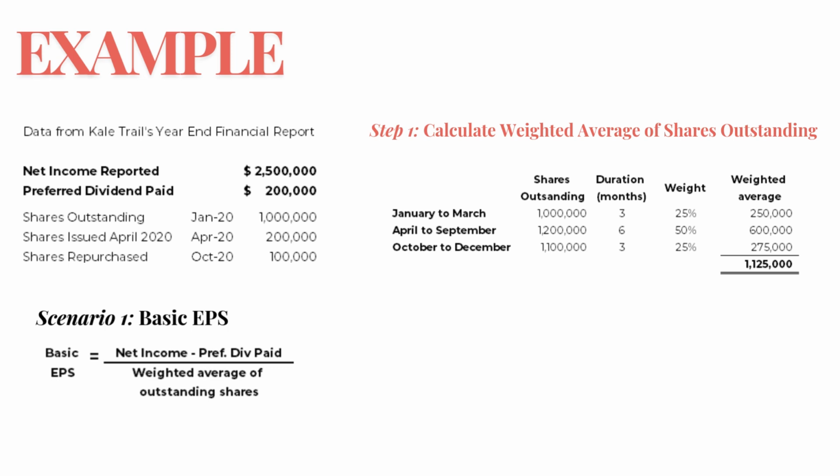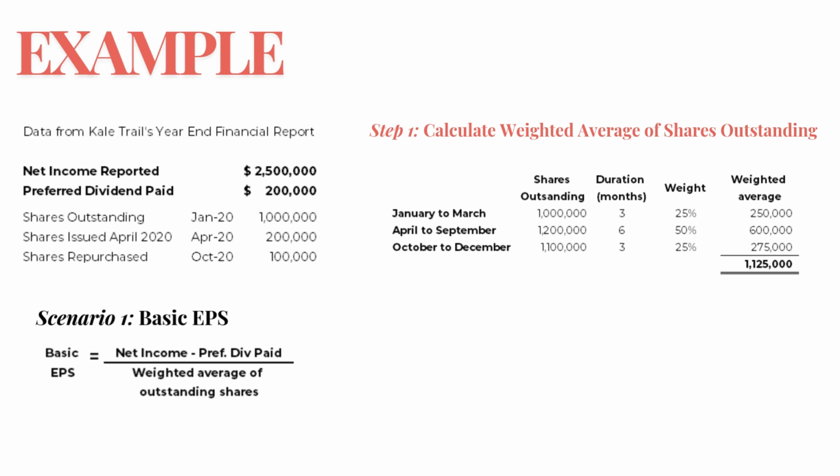As you can see, from January to March, there's only 1 million outstanding shares. In April, they issue 200,000 shares. So April to September, there's 1.2 million total shares outstanding. And then in October, they decide to repurchase 100,000 shares. So that's 100,000 less shares that are outstanding for a total of 1.1 million. And that lasts only 3 months.